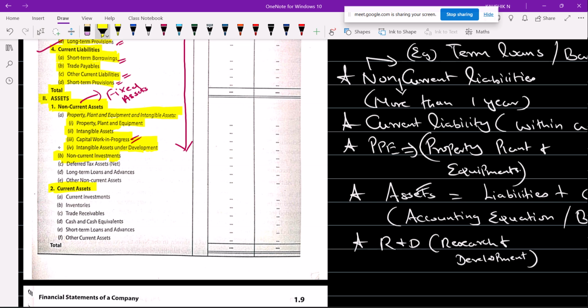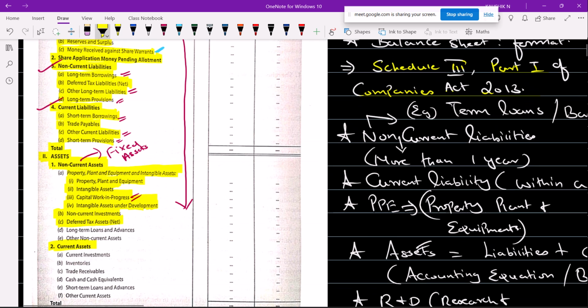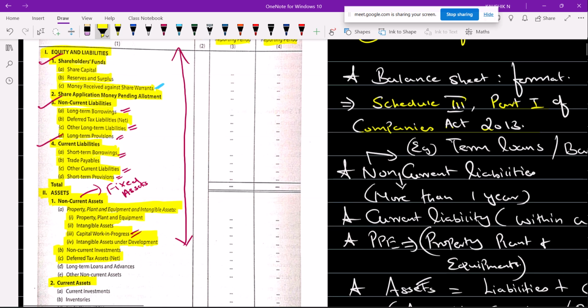And then comes something called deferred tax assets net. Okay, deferred tax assets net. If you can just see in your liability category, you had a term called deferred tax liabilities net. So this is under what category? Non-current liability. In the same way, in the non-current assets category, you have been given deferred tax assets net. Okay, so these are the two different items that you have to make very clear.